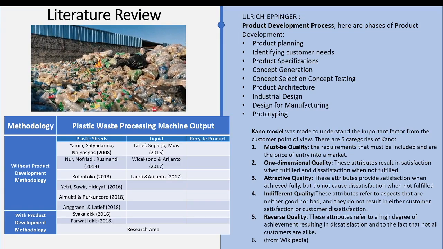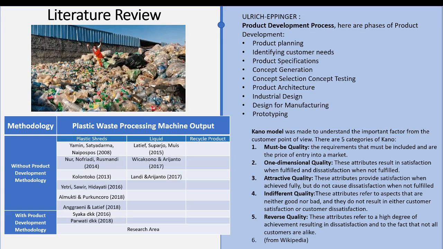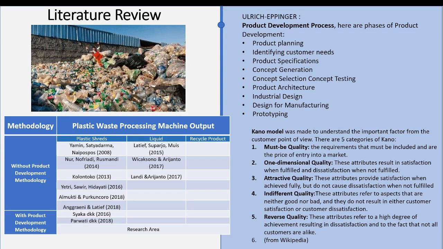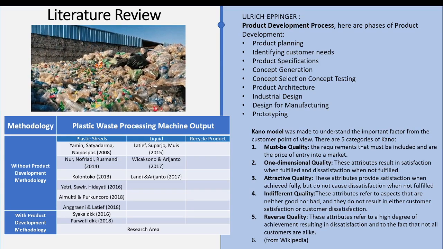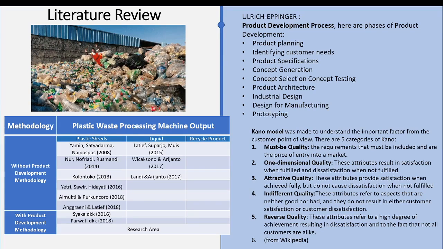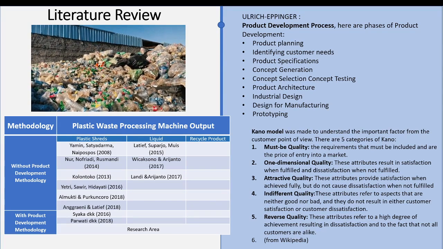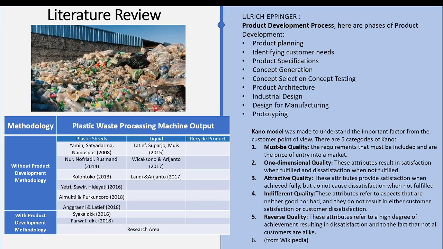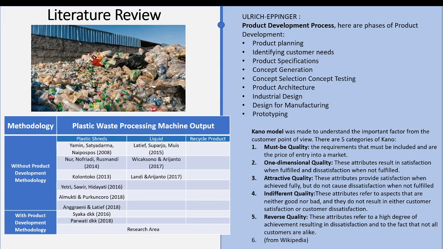For the previous research on plastic waste processing machines, there are two categories: without product development methodology and with product development methodology. This is the previous research. The output is plastic shred, liquid, and recycled product.